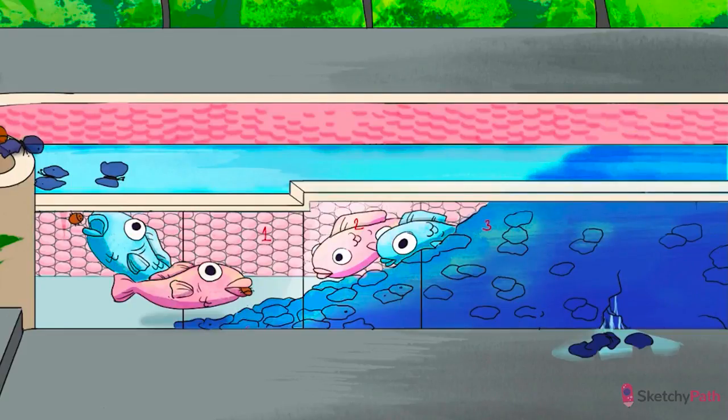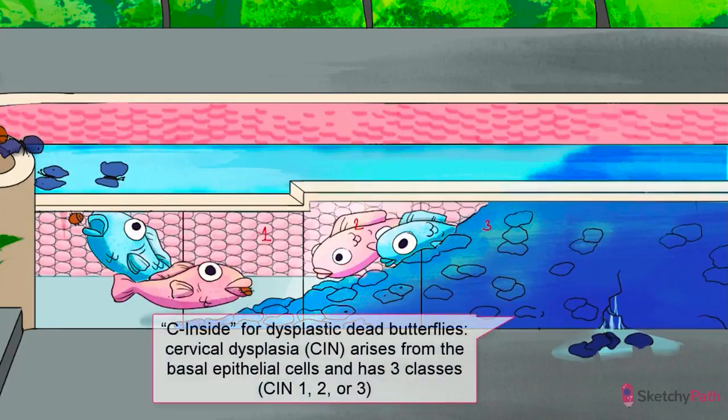HPV likes to infect the epithelial cells near the basement membrane, also called the basal cells of the epithelium. So, dysplasia starts from the bottom up. See how the mangled dysplastic butterflies accumulate on the bottom of the tank? CIN is categorized into 3 classes, creatively named CIN 1, 2, and 3. Highlighted here in the koi tank marked C inside.